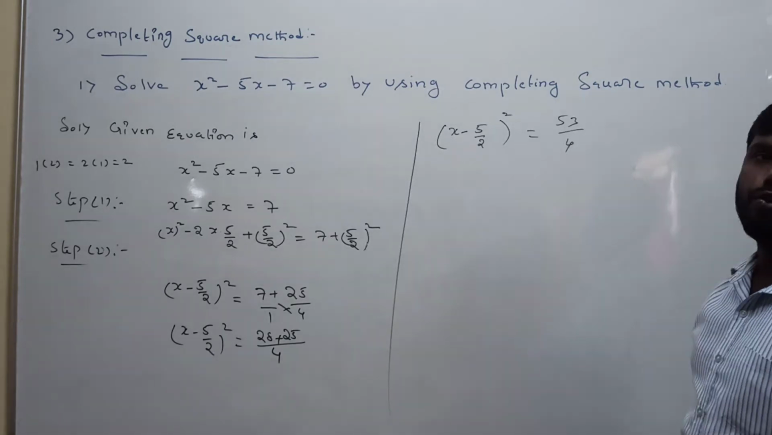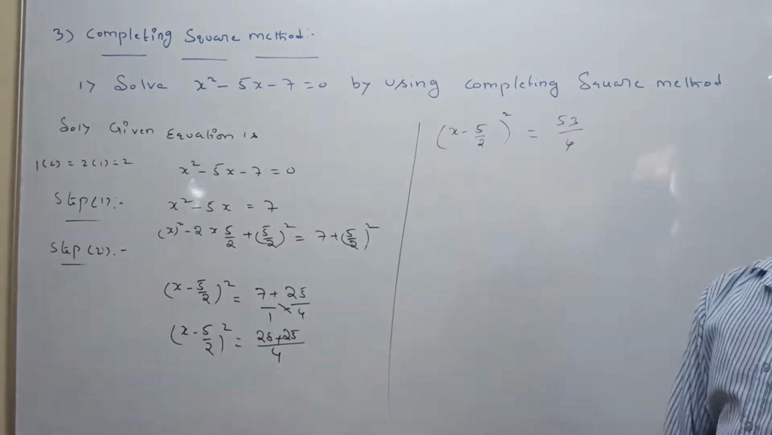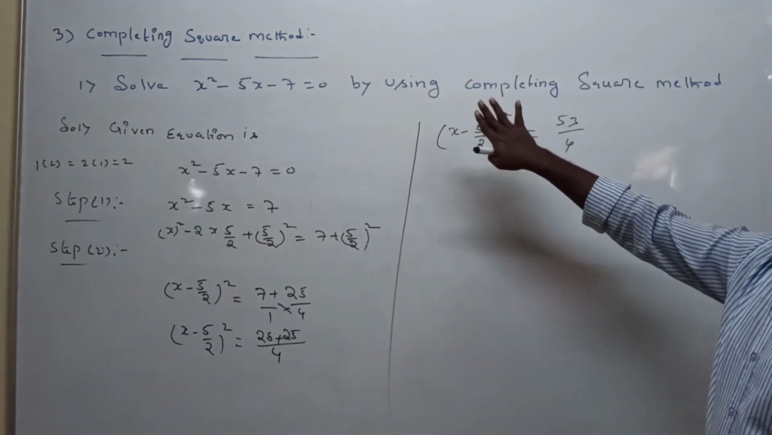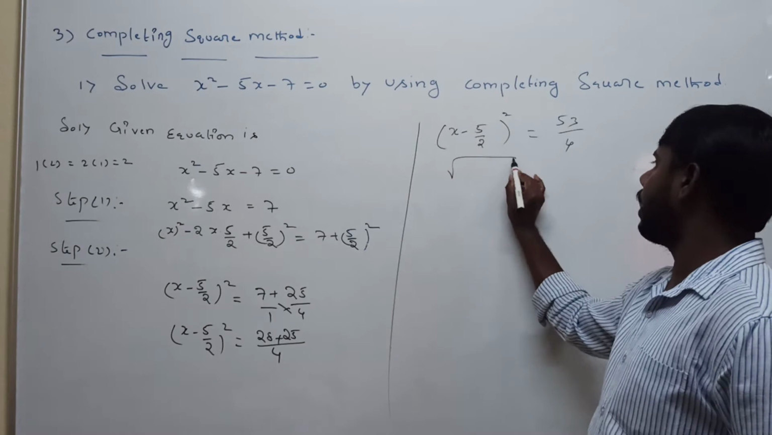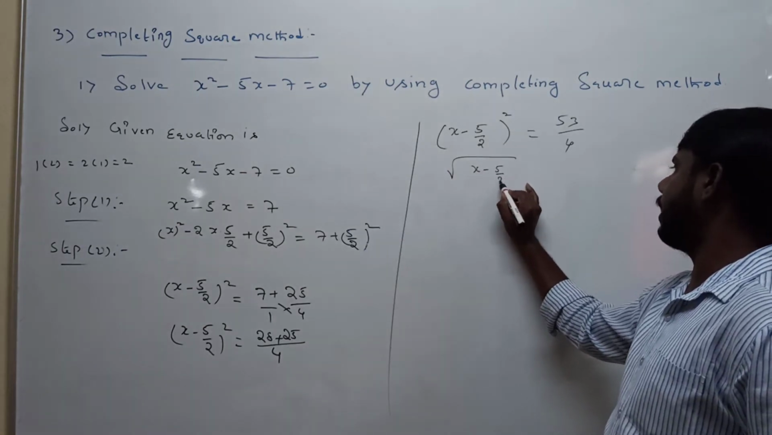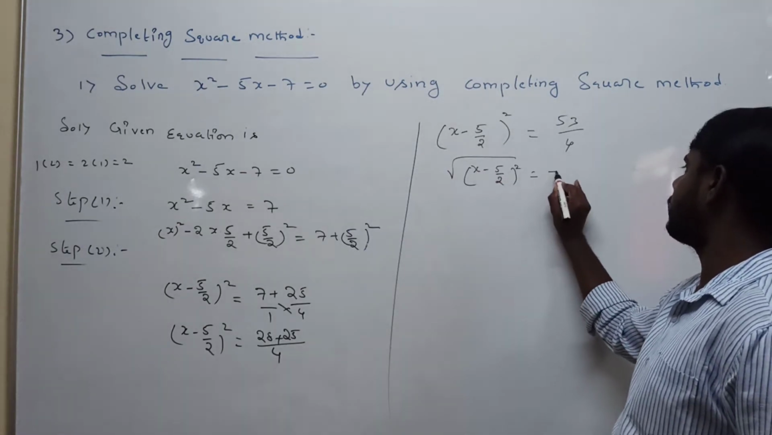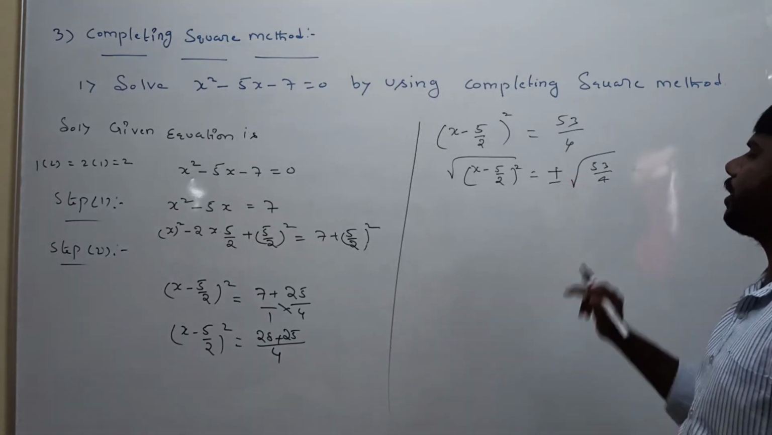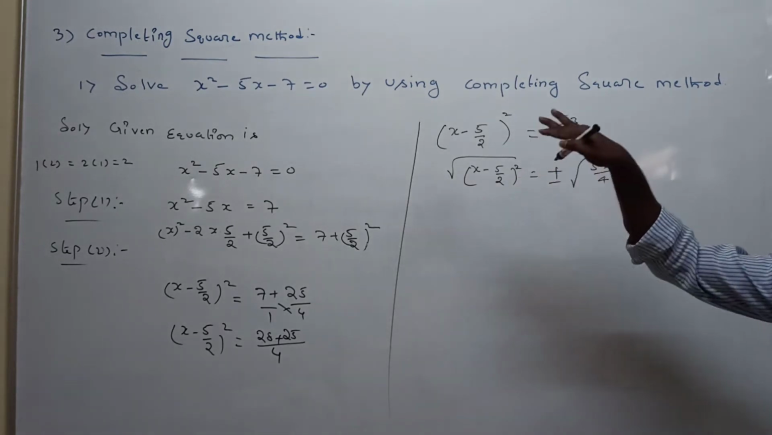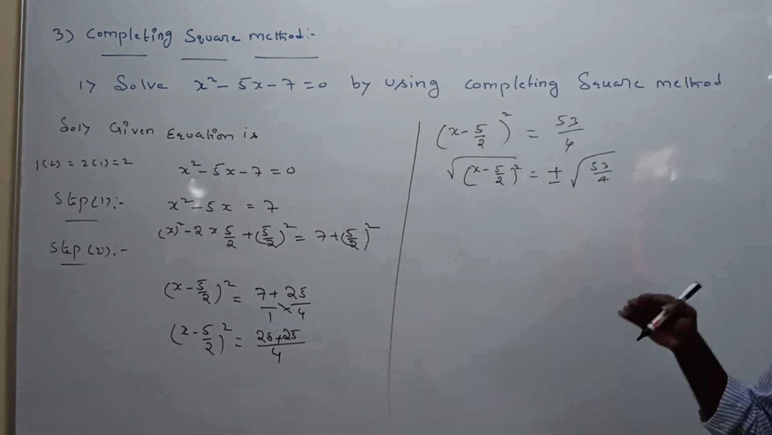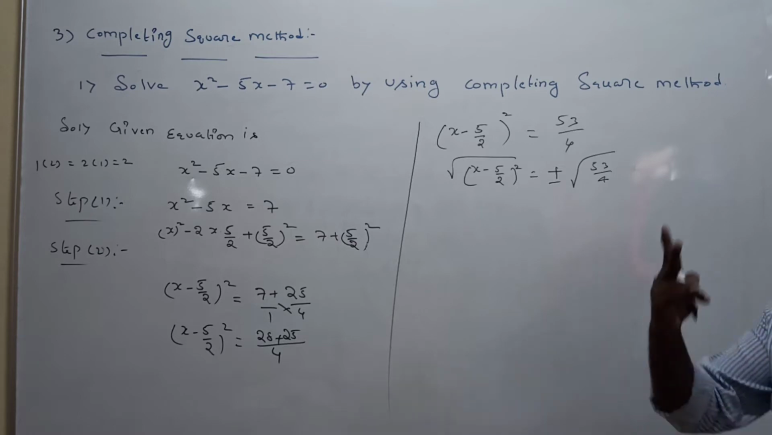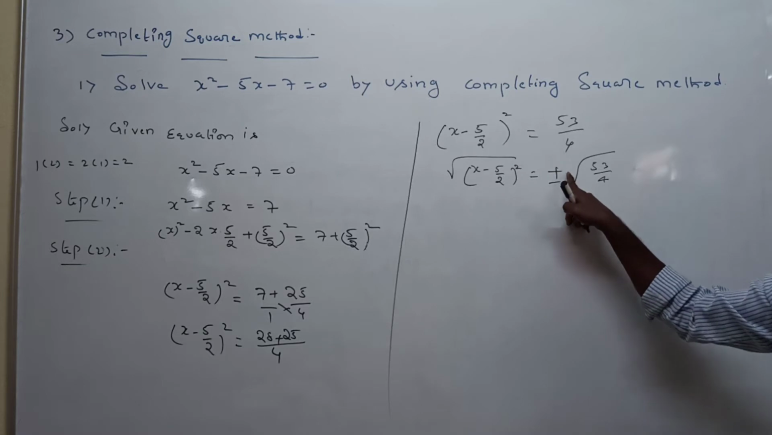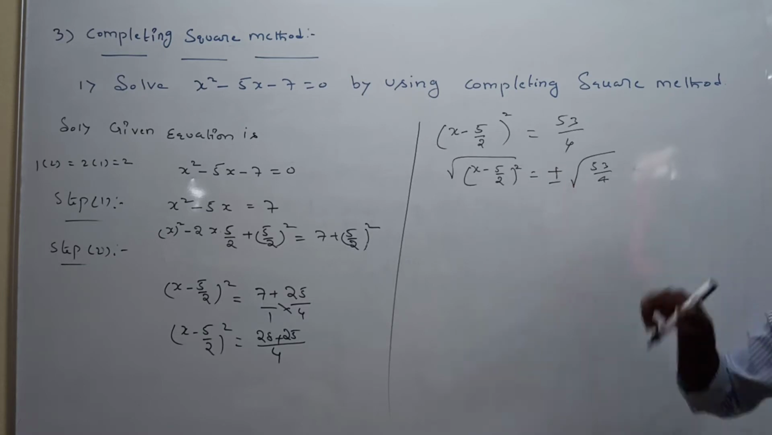Finally, we want to calculate only the x value, so the square has to be removed. Taking square root on both sides, the right hand side becomes plus or minus square root of 53 by 4. Why are we taking plus or minus? Because this is a quadratic equation. For a quadratic equation, how many root values do you get? Two values. That's why whenever you take the square root in a quadratic equation, you must mention plus or minus on the right hand side.